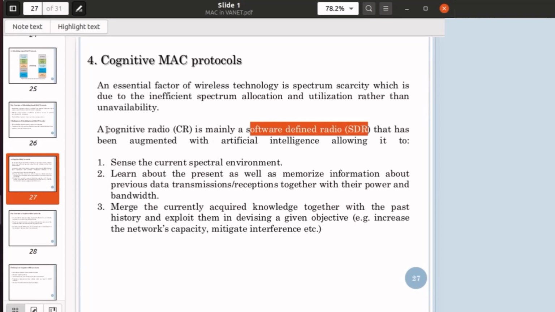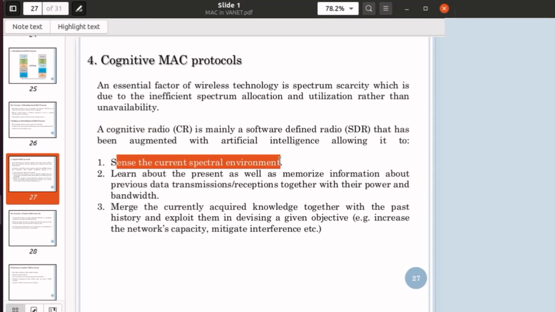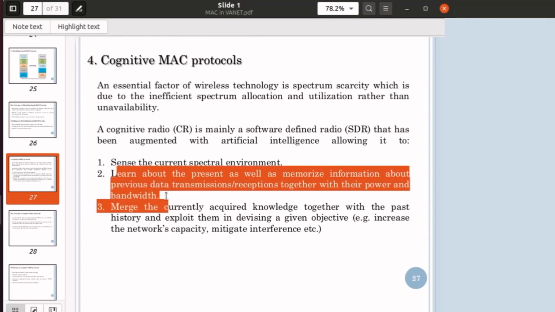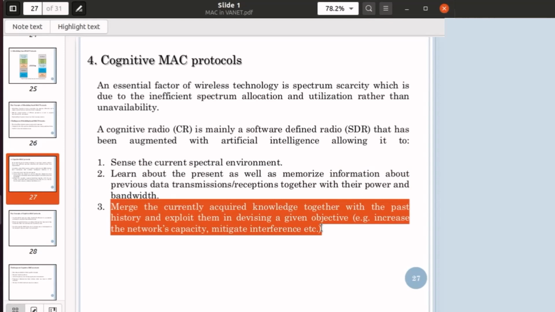So cognitive radio is what? We use the different channels of separate bands. What it does is sense the current spectral environment, meaning it can sense the channels of other bands as well, whether they are free or not. It learns about the present as well as memorizes information about previous data transmissions and receptions together with their power and bandwidth. It merges the currently acquired knowledge together with the past history and exploits them in devising a given objective, such as increasing the network's capacity, mitigating interference, etc.